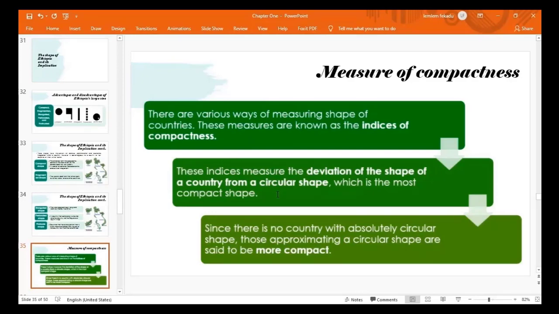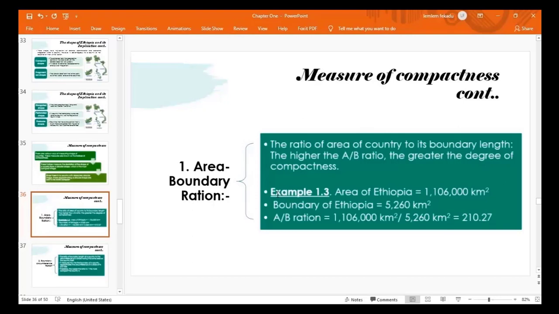There are various ways of measuring the shape of countries. These measures are known as the index of compactness. These indices measure the deviation of the shape of a country from a circular shape, which is the most compact shape. Since there is no country with an absolutely circular shape, those approximating a circular shape are said to be more compact. One measure of the compactness index is the area boundary ratio.